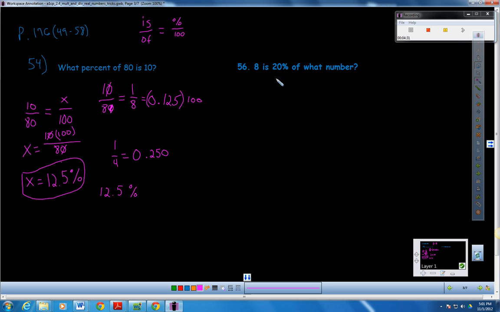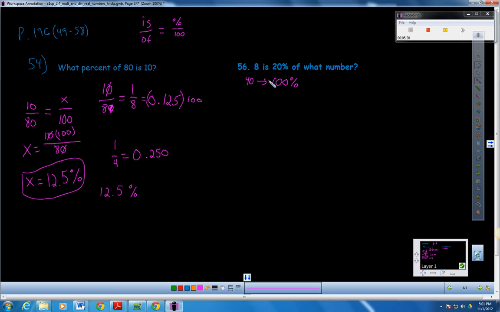What I'm thinking is 8 is 20%. Okay, so what would I need to multiply 20% by to get 100%? What would I need to multiply 20% by to get 100%? And the answer is I need to multiply 20% by 5. So I know that I can multiply this 8 over here by 5. I know that 8 times 5 is 40. Okay? So 40 represents 100%. Okay? So what that means is 8 is 20% of 40. 8 is 20% of 40.